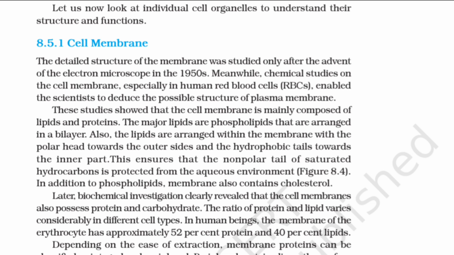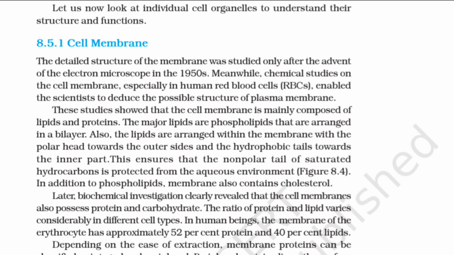Cell membrane. The detailed structure of the membrane was studied only after the advent of the electron microscope in the 1950s. Meanwhile, chemical studies on the cell membrane, especially in human red blood cells (RBCs), enabled scientists to deduce the possible structure of the plasma membrane. These studies showed that the cell membrane is mainly composed of lipids and proteins. The major lipids are phospholipids that are arranged in a bilayer.